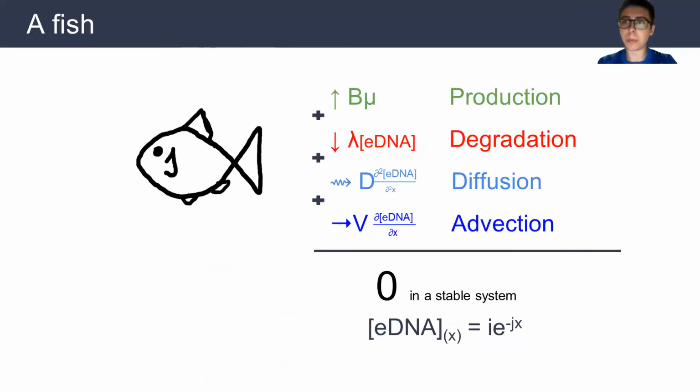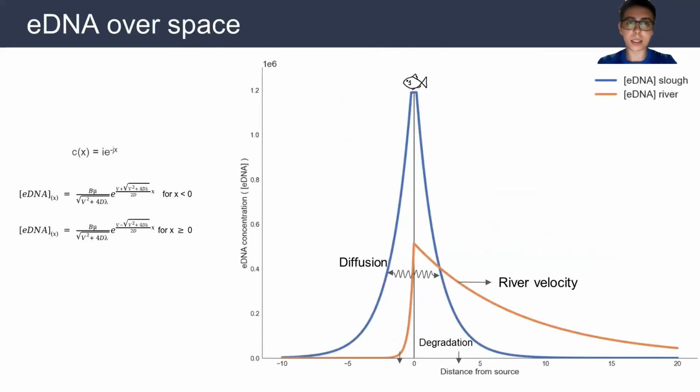Our model is going to be built from the ground up. We start with a single fish producing DNA at a certain rate. This DNA can be degraded at a different rate, and it can move through diffusion or through advection, which has a river velocity. Once the system reaches equilibrium, it all adds up to 0, and the environmental DNA distribution is going to follow a negative exponential distribution. This is the solution to this equation.